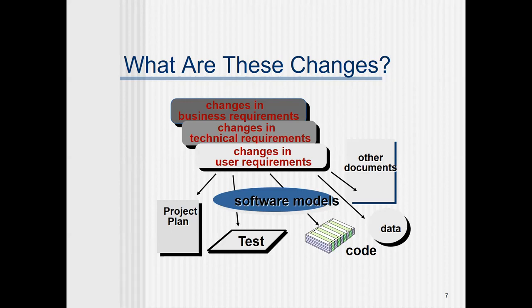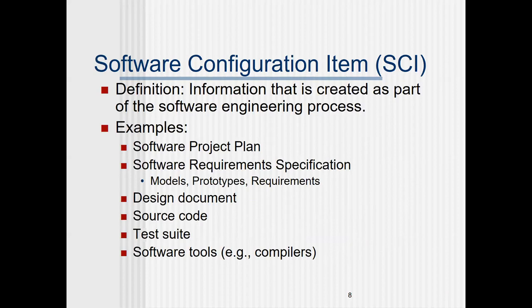Am I clear? Understood. And the next one, SCI, very important topic. You can mark it as important. What a software configuration item is all about. The basic definition of an SCI goes like this: information that is created as part of the software engineering process. Software configuration items are nothing but information. It is a set of details that is created as a part of the software engineering process.